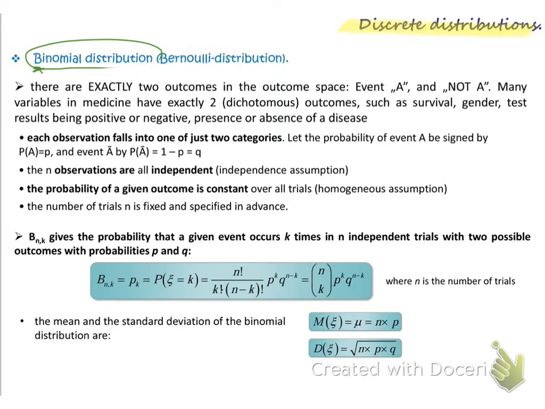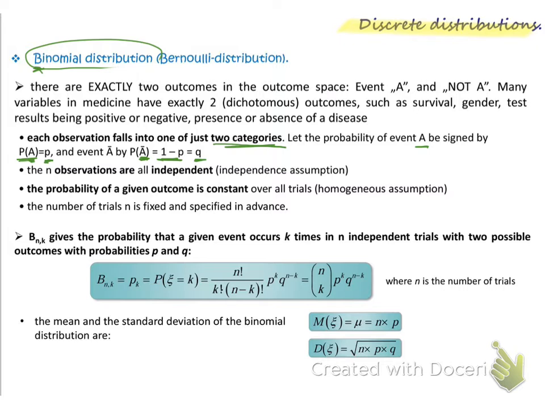So here each observation falls under one of just 2 categories, and the outcome will be one of them. Let the probability of event A be denoted by P. So the probability that event A will happen is called P. The probability of not A, which is A complementary, equals 1 minus P, which is Q, because I have only two options.